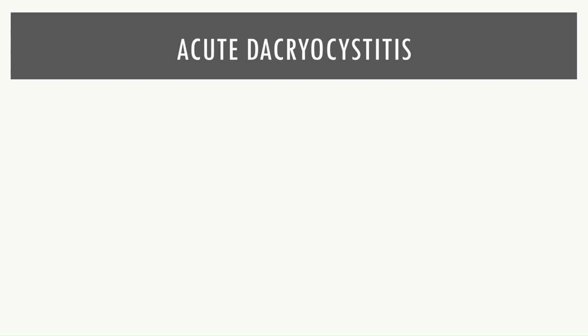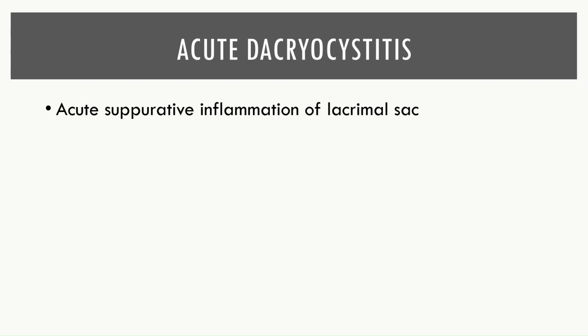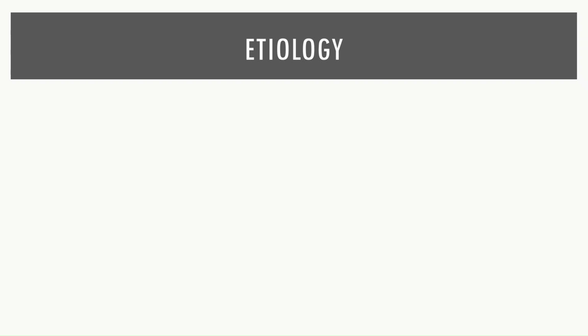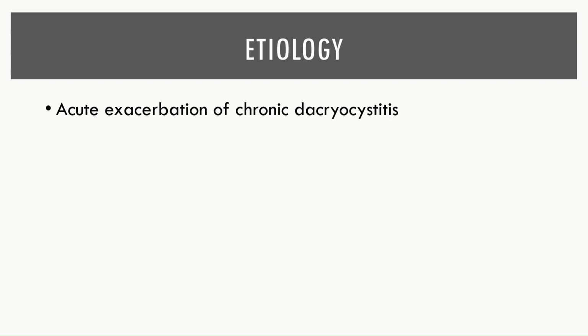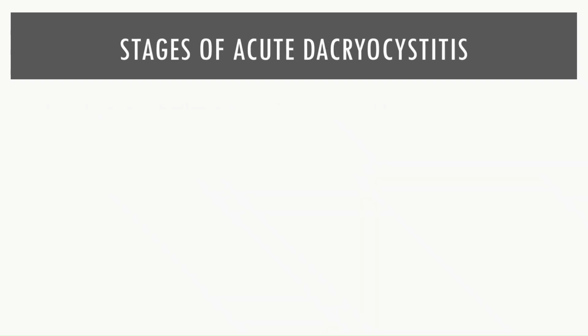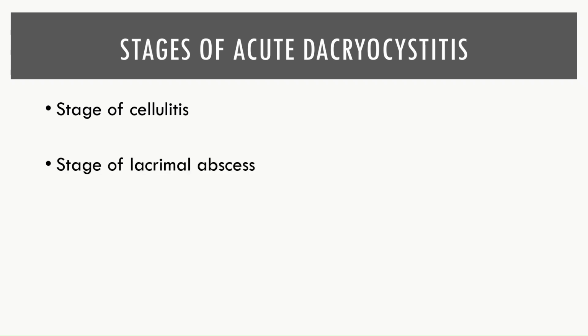Acute dacryocystitis. It is an acute infection of the lacrimal sac with painful swelling and systemic symptoms like fever and malaise. Acute dacryocystitis develops either from chronic dacryocystitis or from spread of infection from adjacent structures such as sinusitis and dental abscess. Acute dacryocystitis progresses through stage of cellulitis, stage of lacrimal abscess, and stage of fistula formation.